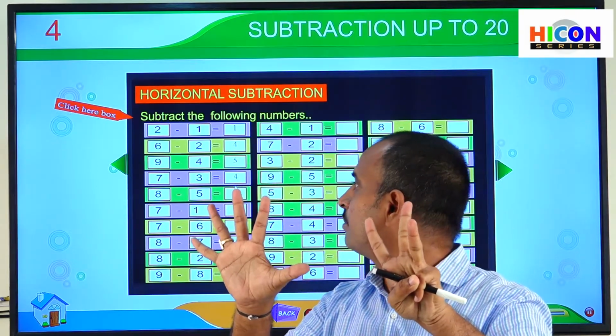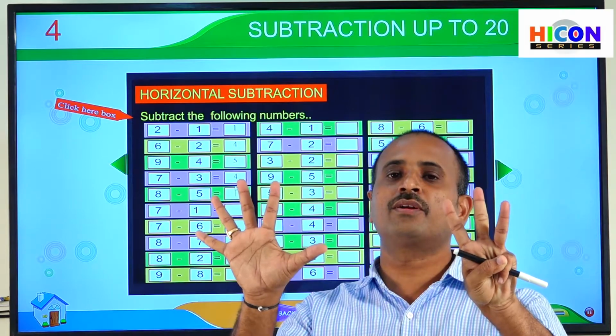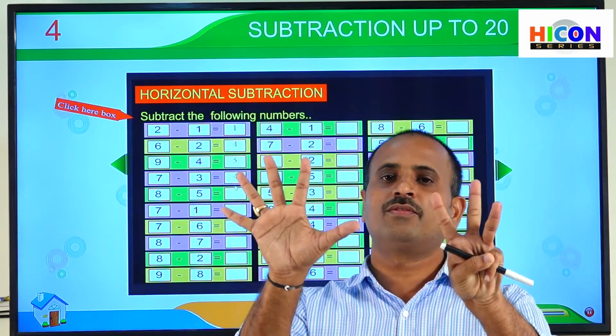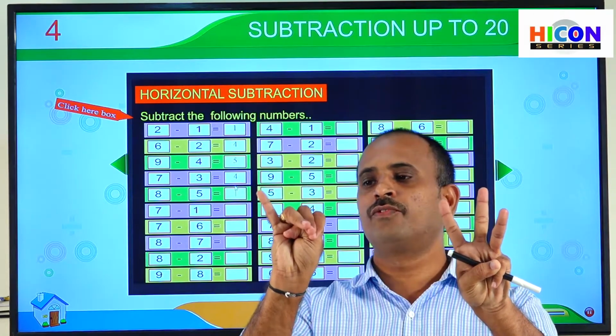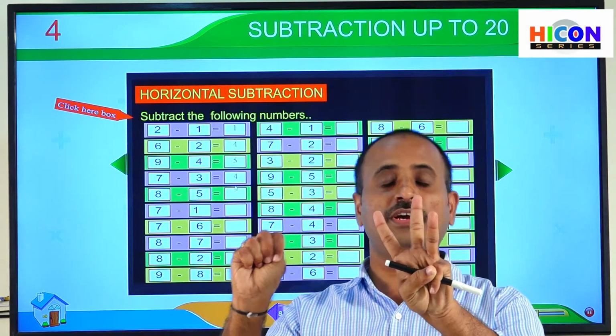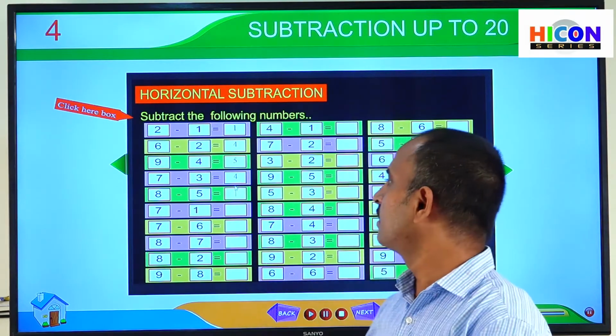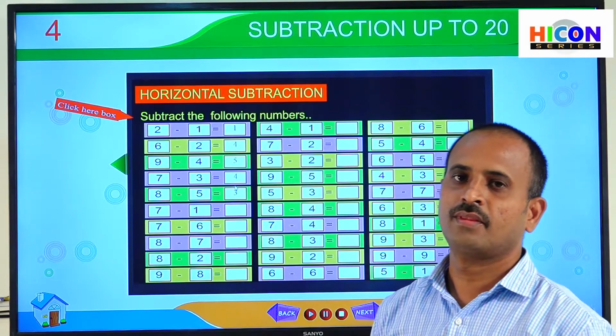And what is the second number there? 5 is the second number. So close 5 fingers among 8 fingers. 1, 2, 3, 4, 5. I have closed 5 fingers. And how many fingers are there? 1, 2, 3. So write 3 in this box.